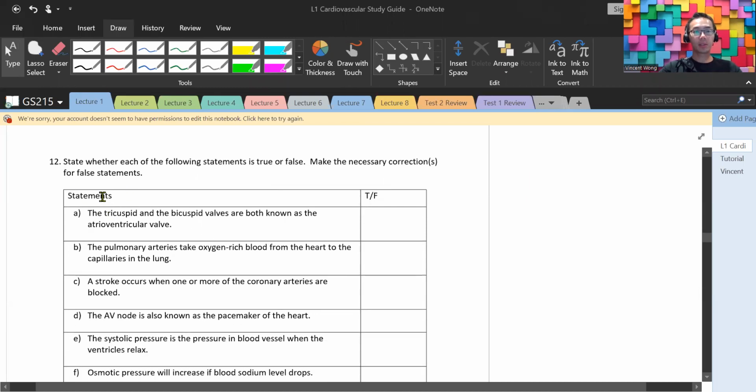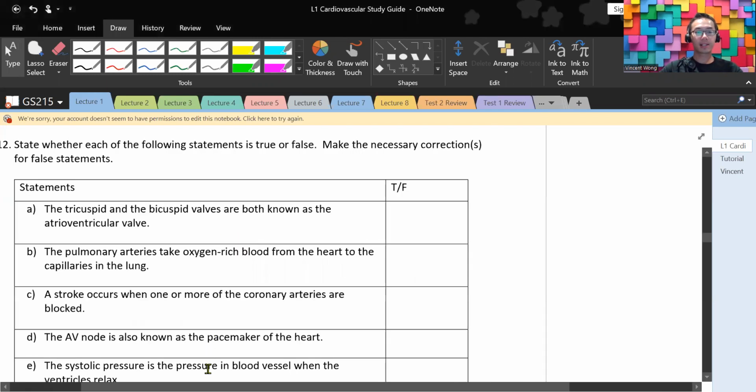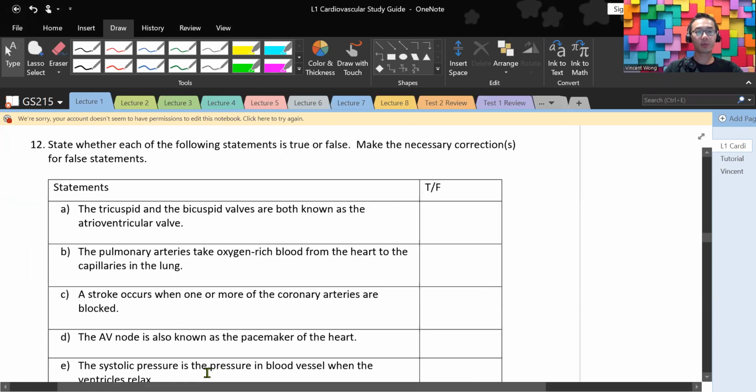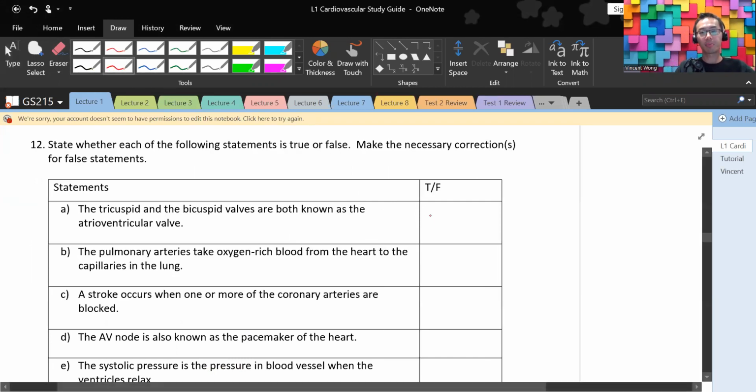Number 12, state whether each of the following statements is true or false. So, first one. The tricuspid and the bicuspid valve are both known as the atrioventricular valve. That is true. We talked about this multiple times already today.